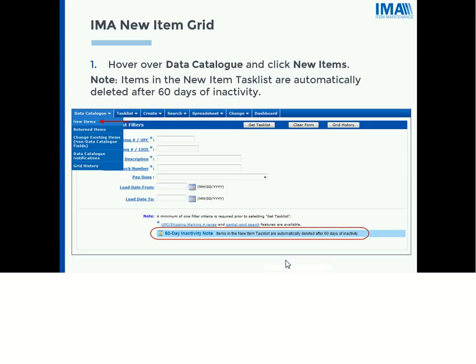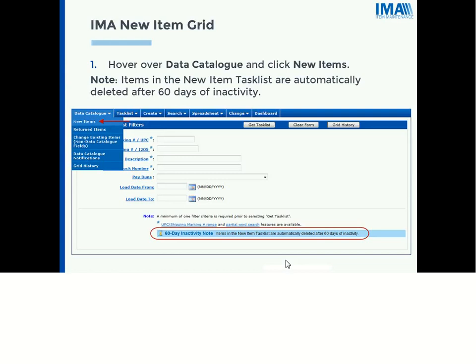So I'm going to do a brief overview through the new item grid setup in the PowerPoint, and then I'm going to switch over to the QA environment, our training environment, so I can actually walk through that in more detail. So this first part is just going to be a quick high-level overview, and then we'll be switching over to do a demo. So to access the new item grid, you hover over Data Catalog and click New Items.